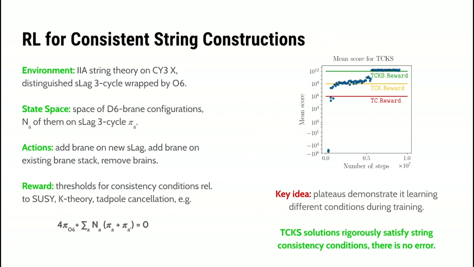The major takeaway from the point of view of machine learning for mathematics is that at the end of the day, when we're up here, these are the conditions that define a solution of our system, and those solutions rigorously satisfy the string consistency conditions. There is no error. It's not like trying to predict that something is a cat and 2% of the time you predict that it's a dog. This just is a solution. So this is a different machine learning modality that brings this theoretical guarantee in by construction. And we'll hear about it later in the day in other contexts, in particular in the context of knot theory.